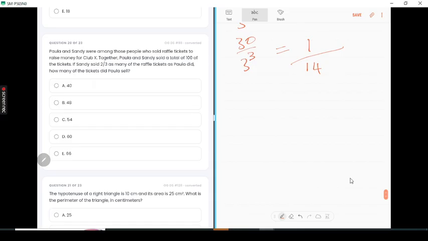Paula and Sandy were among those people who sold raffle tickets to raise money for Club S. Together, Paula and Sandy sold a total of 100 of the tickets. If Sandy sold two-thirds as many of the raffle tickets as Paula did, how many of the tickets did Paula sell? Let's set this up.